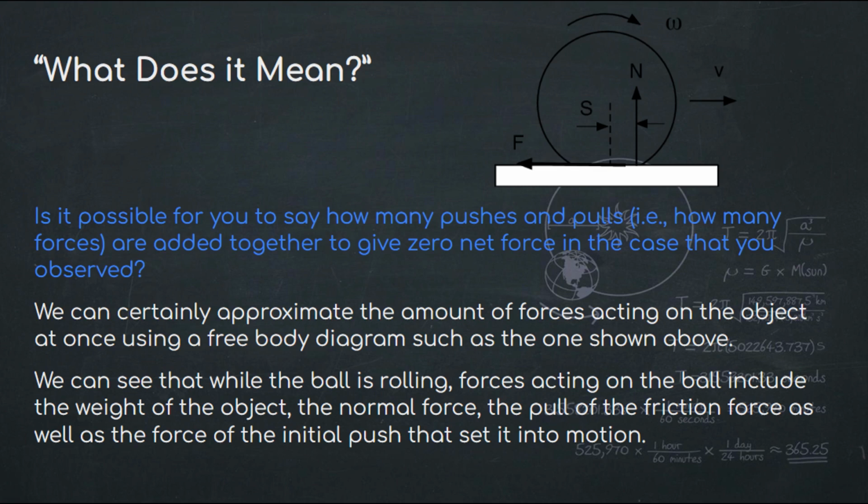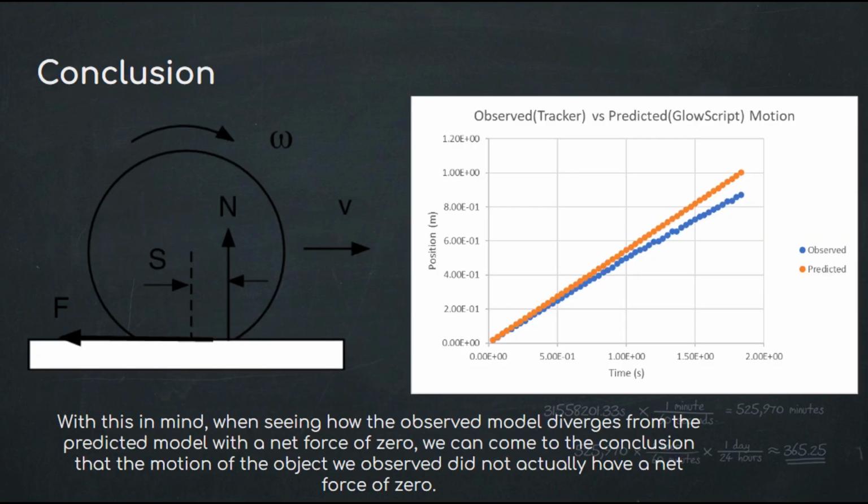Is it possible for you to say how many pushes and pulls, or how many forces, are added together to give zero net force in the case that you observe? We can certainly approximate the amount of forces acting on the object at once using a free body diagram such as the one shown above. We can see that while the ball is rolling, forces acting on the ball include the weight of the object, the normal force, the pull of the friction force, as well as the force of the initial push that set the object into motion. With this in mind, when seeing how the observed model diverges from the predicted model with a net force of zero, we can come to the conclusion that the motion of the object we observed did not actually have a net force of zero.